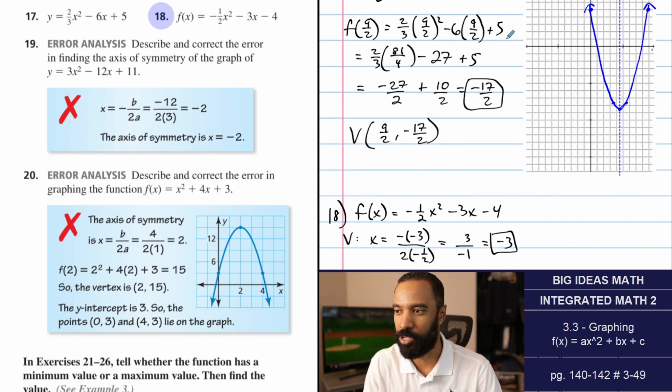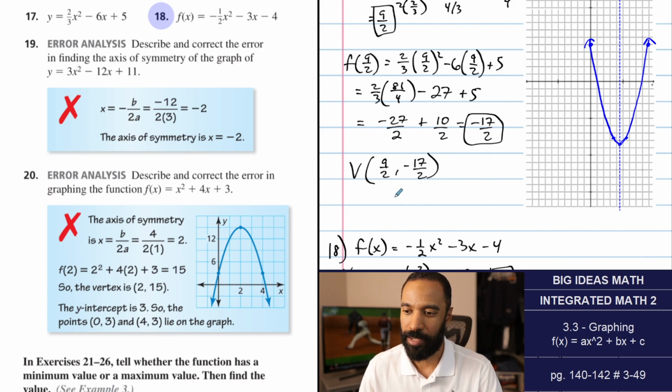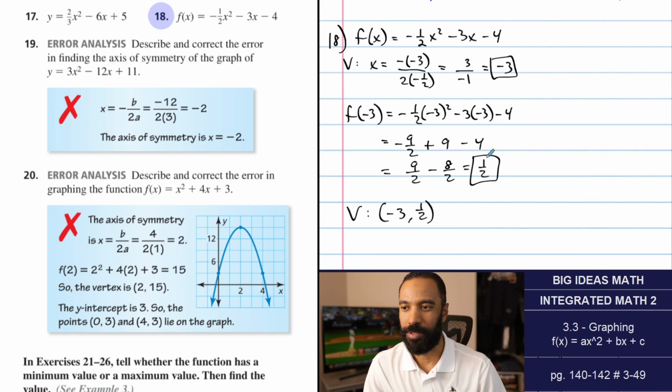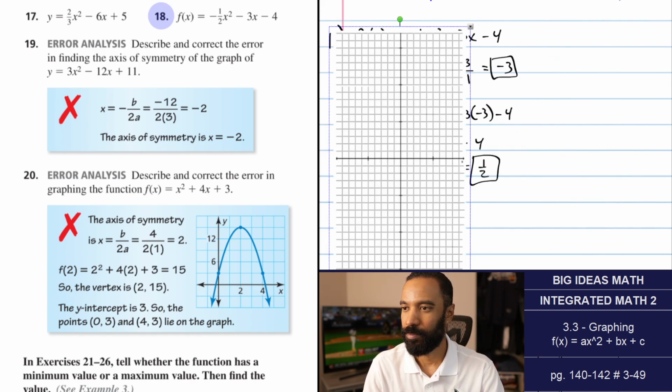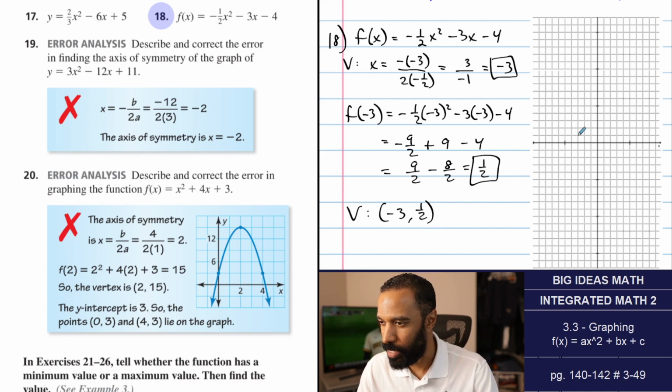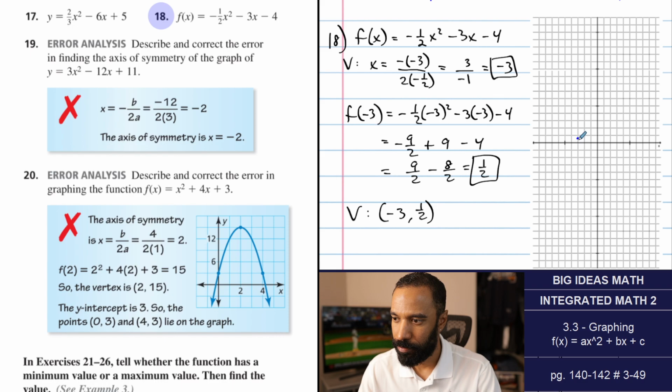Oh, I didn't do domain and range in the last one. Give me 1 second. Domain, all real numbers. Range, y is greater than or equal to negative 17 halves. Okay, now this one. Negative 3, comma, 1 half.